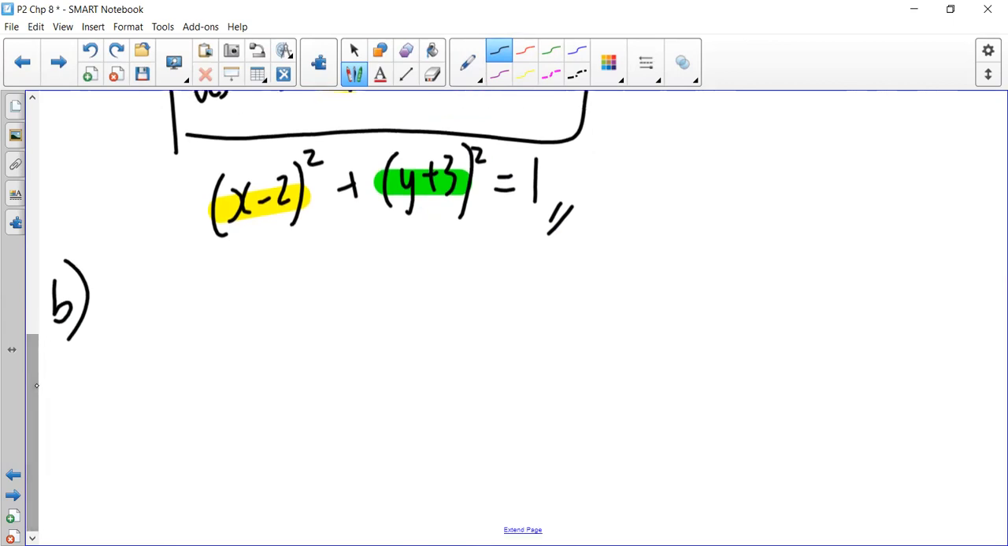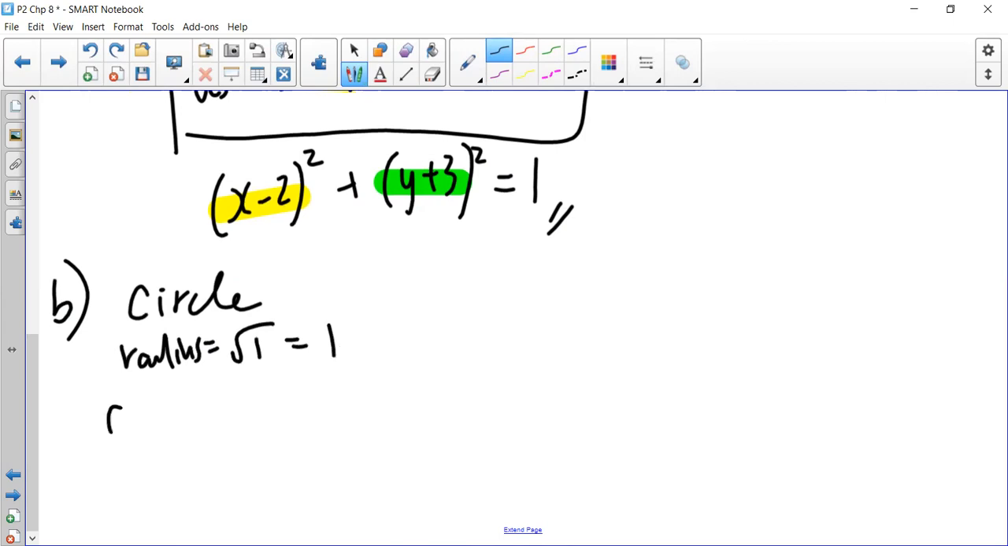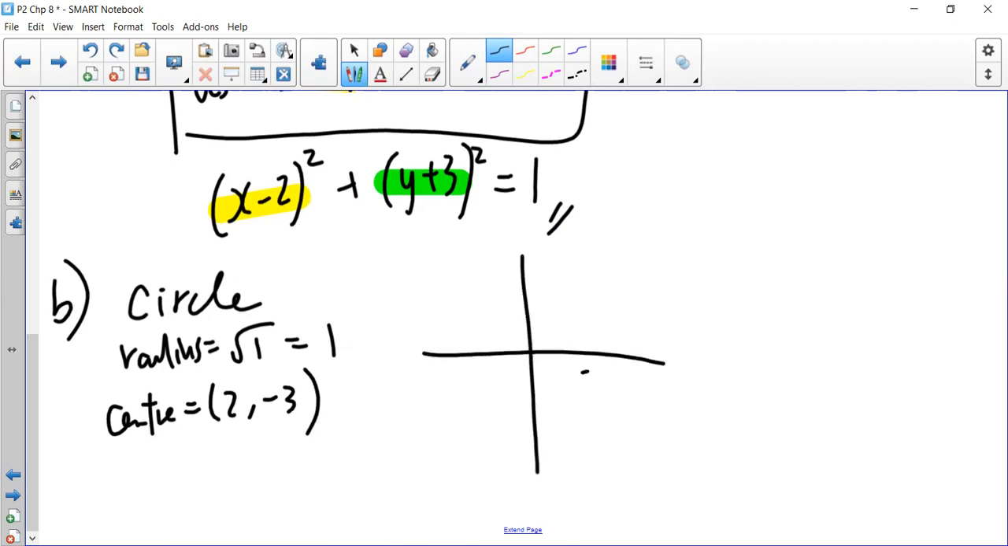Yes, it tells us a circle. So the radius is the square root of 1, which is 1. The center of the circle is (2, -3). Therefore, we can sketch it quite easily. (2, -3) is here, and that's the answer.